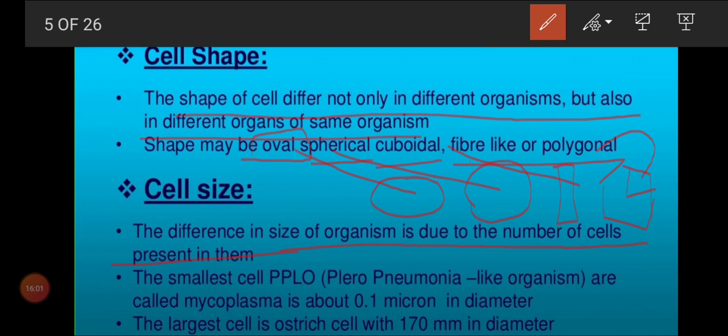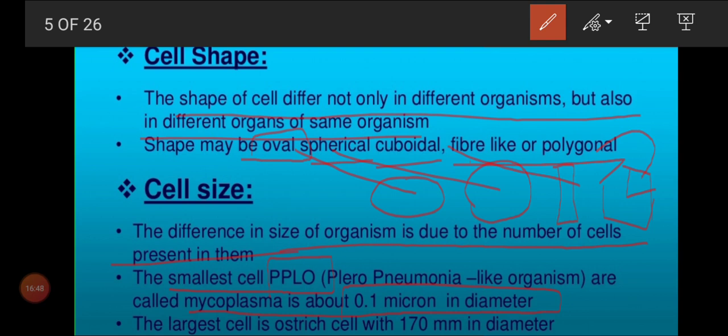So more number of cells means automatically the person or animal will look like a big one. So based on the number of cells only, the organisms might be small or big. And here you want to remember a very interesting case, a smallest cell, we can call it as PPLO. What is PPLO? Pleuropneumonia like organisms. Mycoplasma is about only 0.1 micron in diameter. Here we are telling, when we compare elephant, rhinoceros and human beings, all are very, very big. But this is also a living organism only.